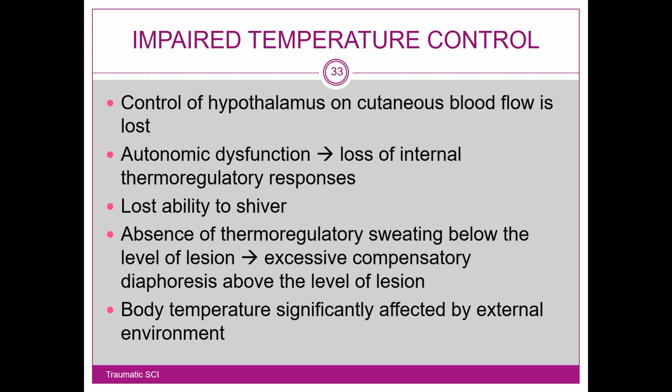Absence of thermoregulatory sweating below the level of the lesion leads to excessive compensatory diaphoresis above the level of the lesion. This is the same as what happened with blood pressure during autonomic dysreflexia. There will be excessive sweating below the level of the lesion, and because of this, there will be excessive diaphoresis above the level of the lesion. Body temperature is significantly affected by the external environment.